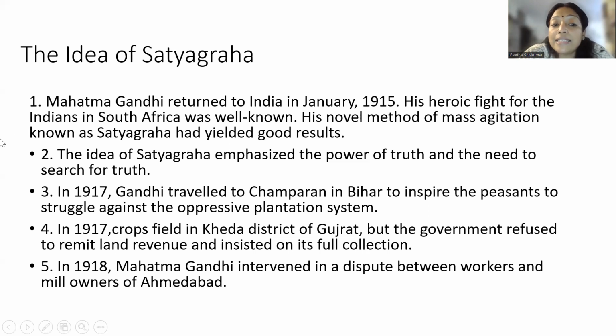Then in the year 1917, in Kheda district in Gujarat, the government refused to waive the land revenue, and it was very difficult for the common people and the peasants to pay the revenue. There also Satyagraha was successfully launched. And then in the year 1918, Mahatma Gandhi supported the Ahmedabad mill workers. These three are very important for the map work also.